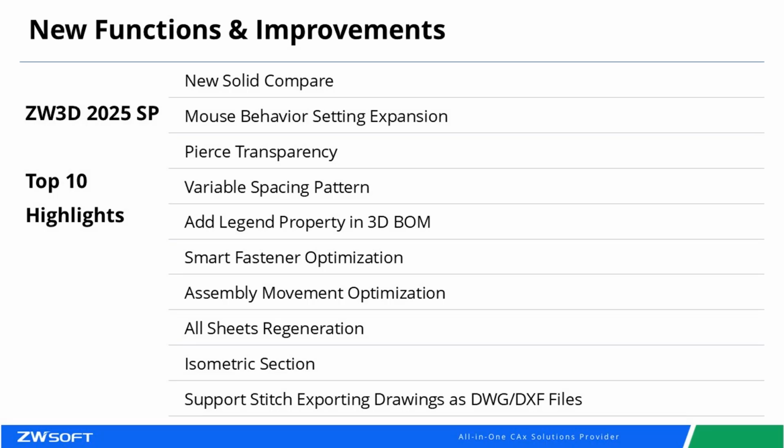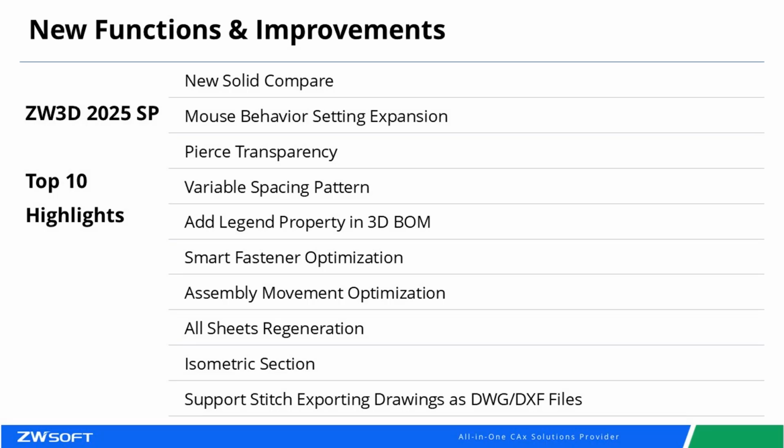First is New Solid Compare. In the SP version, for the Compare Parts function, apart from Face Compare, we add the new option of Solid Compare. Then is the Mouse Behavior Setting expansion. In ZW3D 2025 SP, the left mouse button is supported for mouse behavior customization. The Pierce Transparency was optimized from the previous Ignore Transparency function.